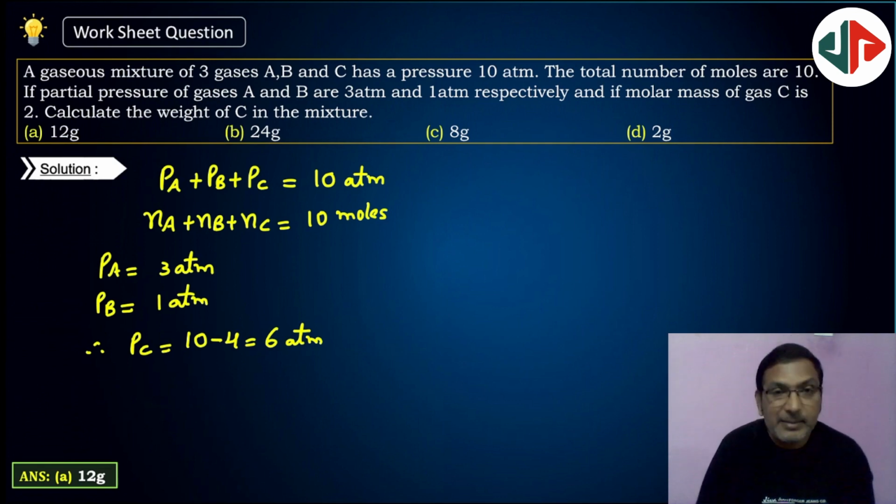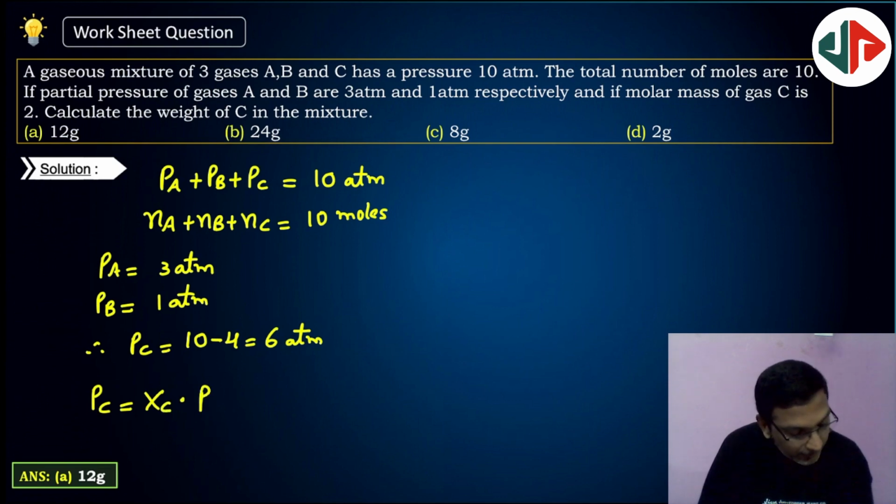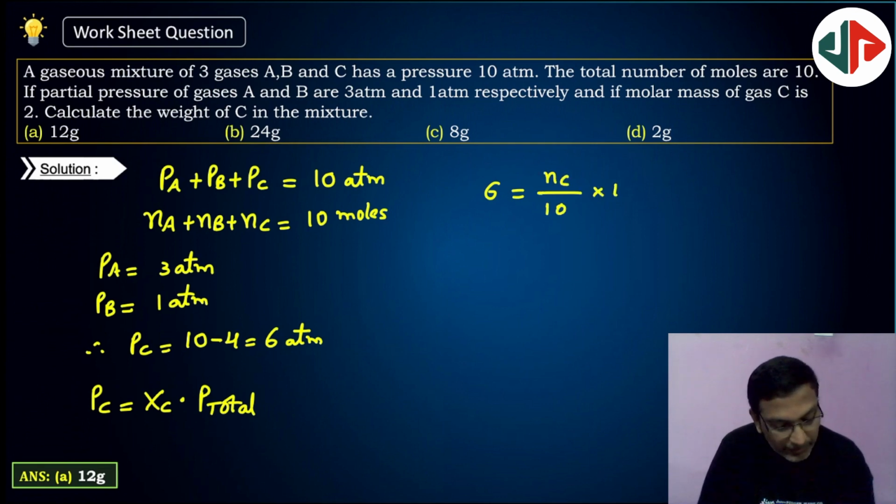Next, Pc is the partial pressure of C. Partial pressure of C equals mole fraction of C into P total. So partial pressure of C, 6, equals mole fraction of C, that means number of moles of C by total number of moles 10, into P total. Therefore, number of moles of C is 6.